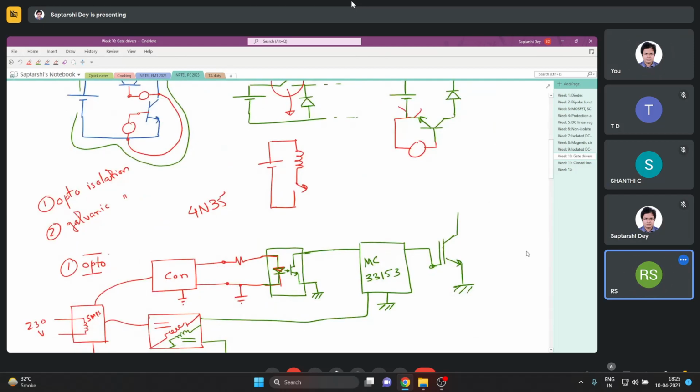In power electronics, the controller is mainly used to control the duty cycle of the switches, or when to turn it on and when to turn it off. Frequency also. So that is the only purpose of the controller in power electronics.